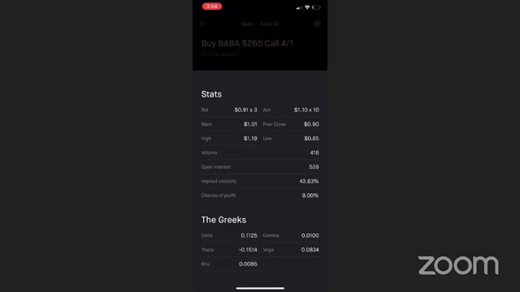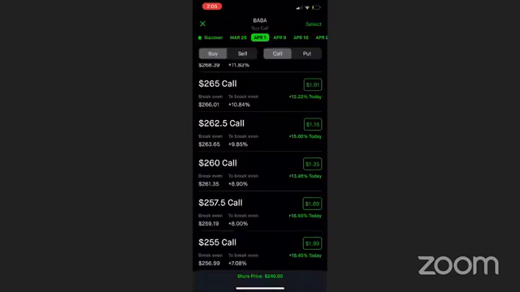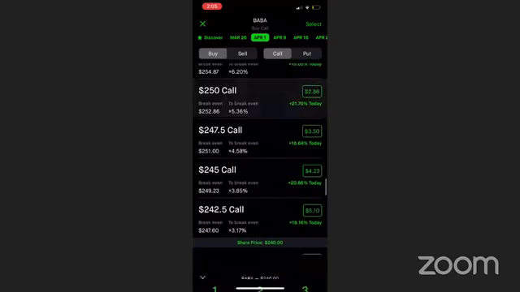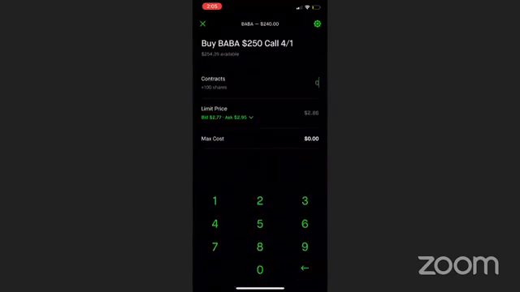Implied volatility 44% IV, and then we got a delta of 0.11. That's at the 265 strike. So we're gonna go down to the 250. It's out of the money, but it ain't deep. It's out of the money as the 265.